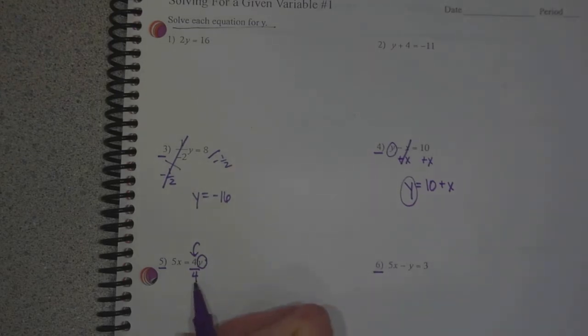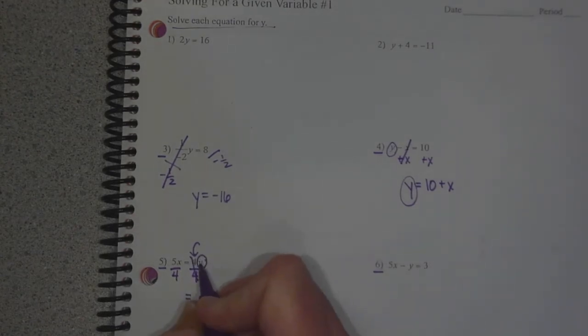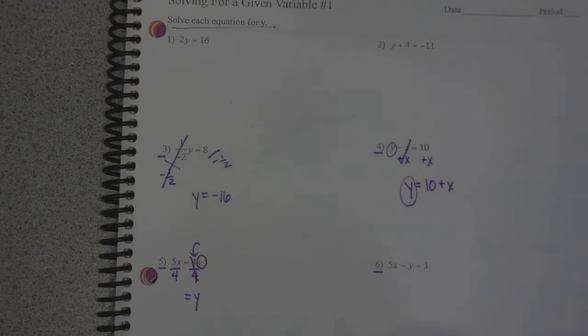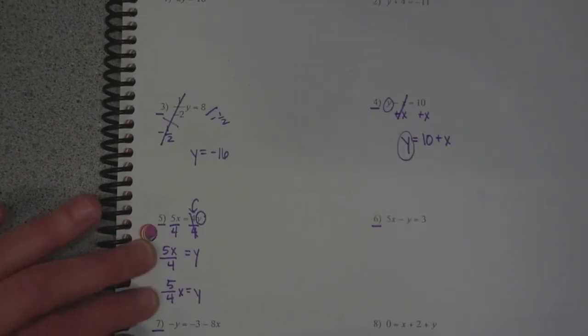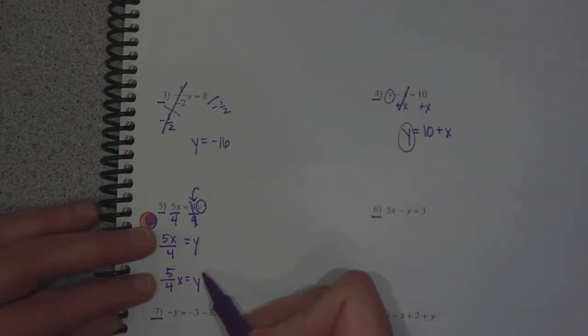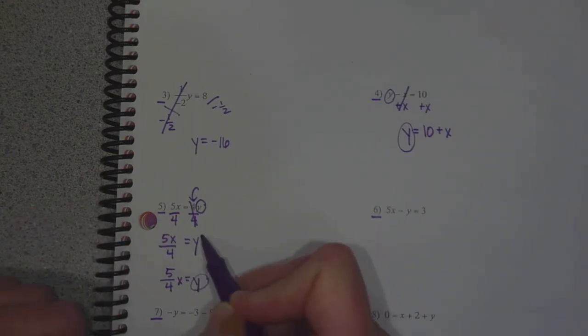And what you do to one side, you also do to the other. So divide this guy by 4. And then these will cancel out. Let's bring it all down. We're just going to have the y left over here. And over here, you're going to have 5x over 4. Or you could write it differently. If you wanted to, you could think of that as 5 over 4 x equals y. Both of these are totally correct, okay? All right, and again, we know we're done here because the y is by itself.